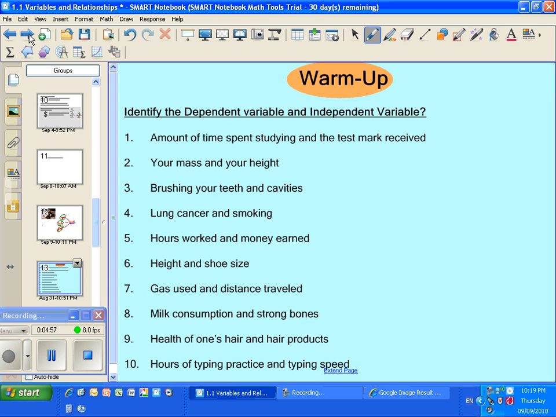First of all, it wants us to identify the dependent variable and the independent variable. The first one, the amount of time spent studying and the test mark received. Well, if that's the case, studying has an effect on test marks. So we would know for sure that the time spent is the independent variable, the mark received is the dependent variable. And the next one, your mass and your height.